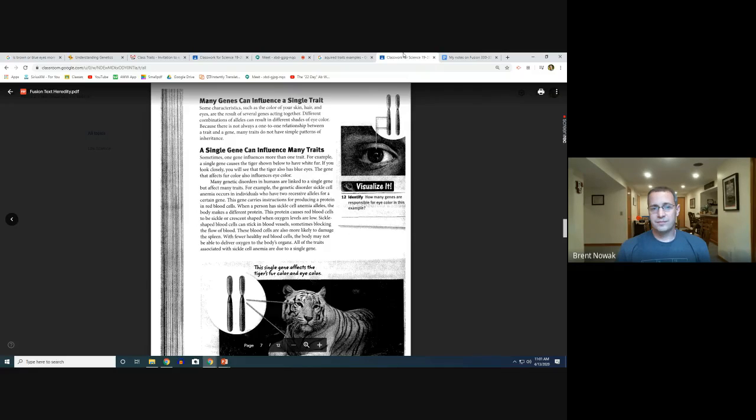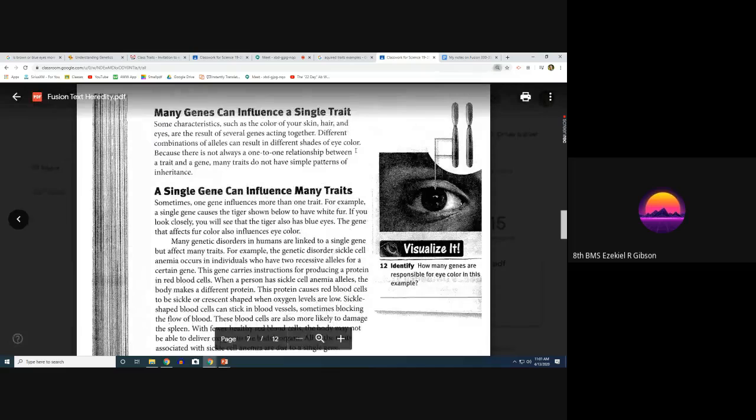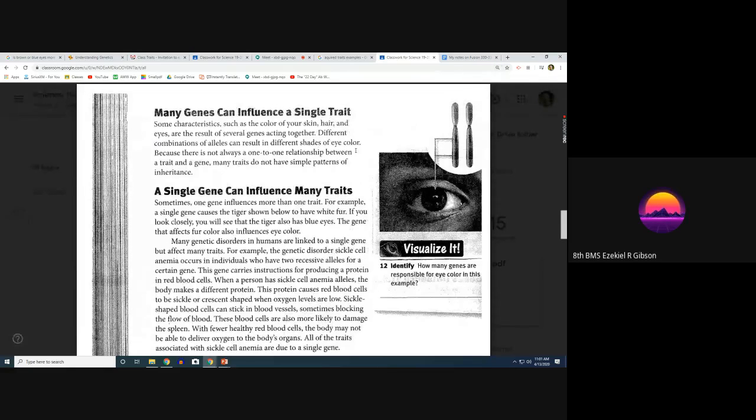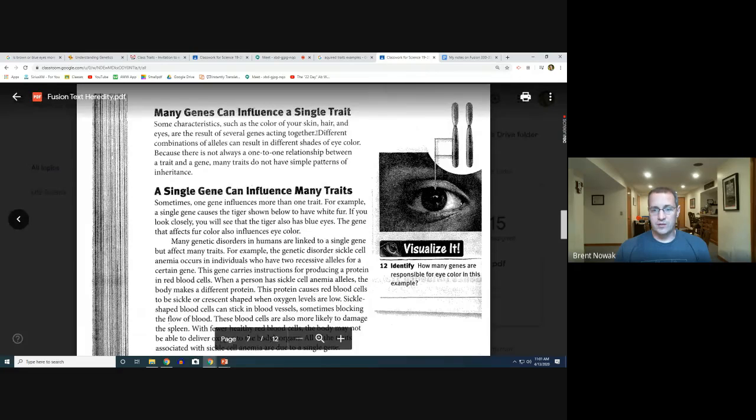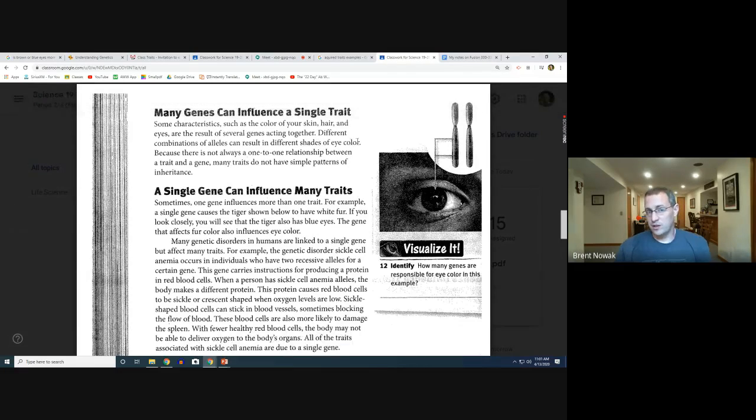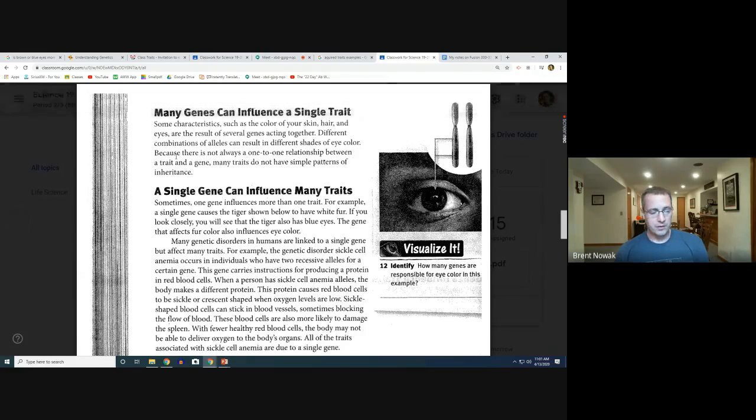I'd say that many traits do not have a simple pattern of inheritance is important. Okay, all right. I agree with that. This stands out to me right here: different combinations of alleles can result in different shades of eye color. So the way alleles combine, sometimes it's not as exact. You don't always have a simple pattern of inheritance. I think those are probably the two most important things from this.